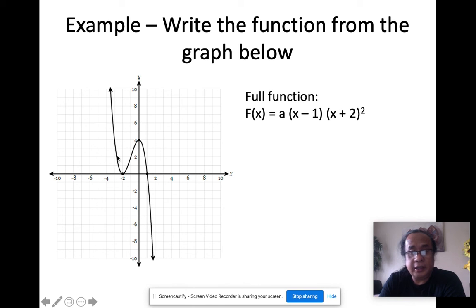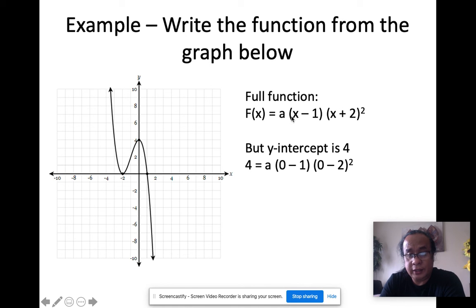Now, to know what a is, we know that the y-intercept is what? 4, right? Which means (0, 4) is a part of the function, okay? Y-intercept is 4, which means that's the y value when x is 0. So f of x equals 4 when x equals what? 0. So I'm just going to be substituting that. f of x equals 4 and then substitute x as 0. So 0 minus 1 is negative 1. 0 plus 2 is 2. Squared, it's 4.